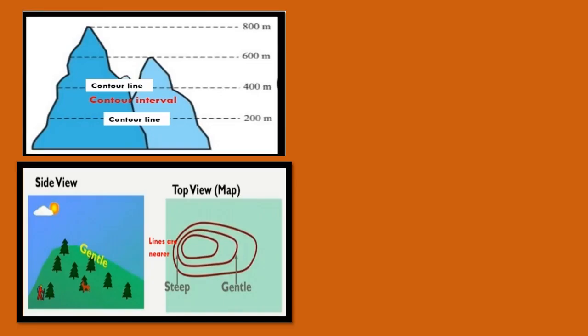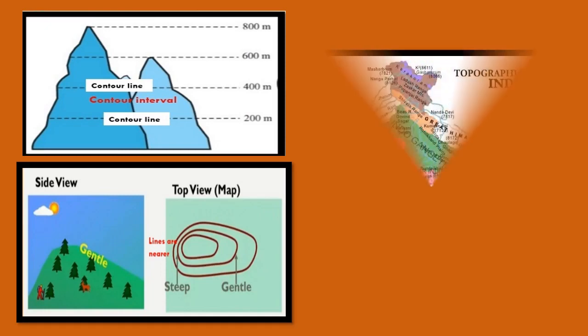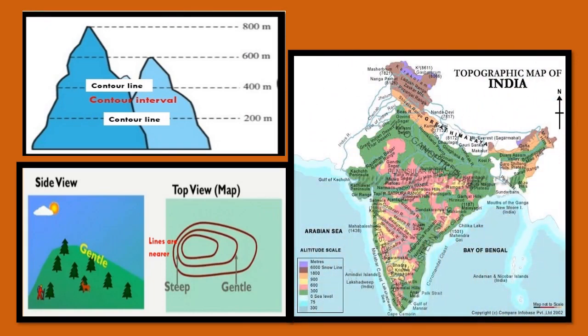By now, you very well know what contour lines are, what is meant by contour interval, why the contour lines of a hill are seen nearer to each other on a steep slope side, and so on. While reading maps, the colors or shades used on them are called tints.